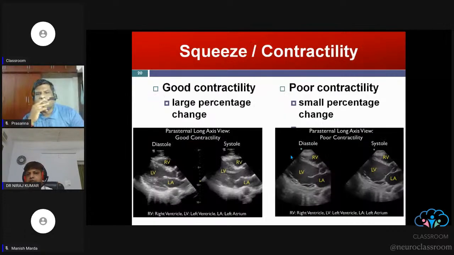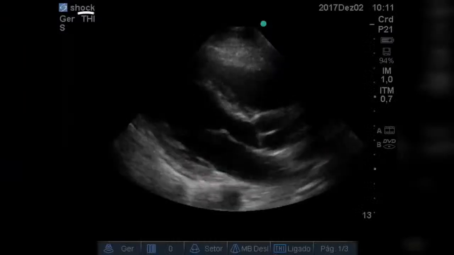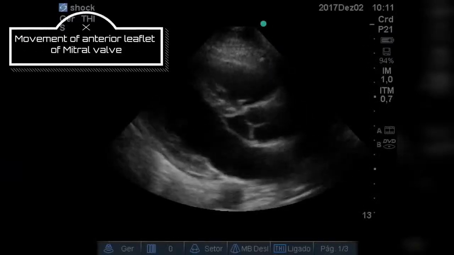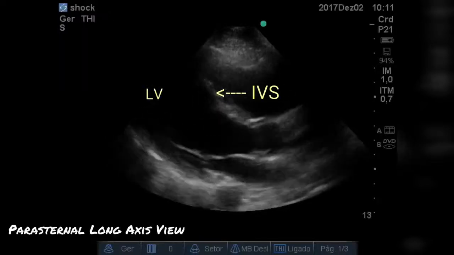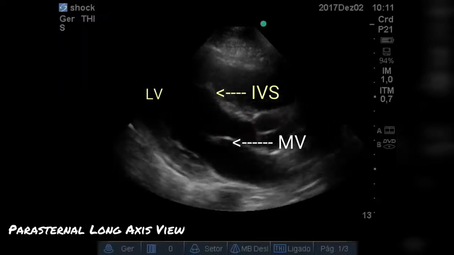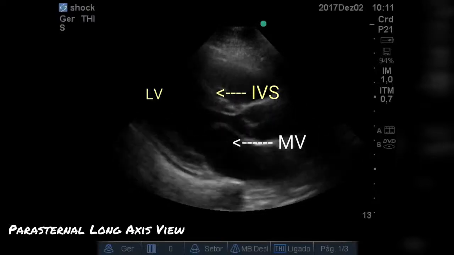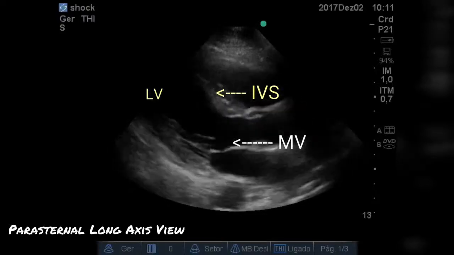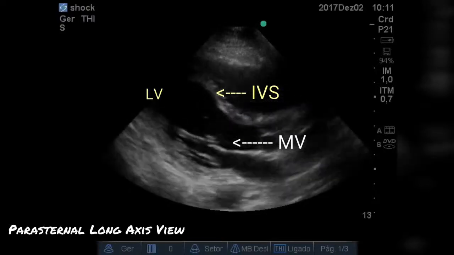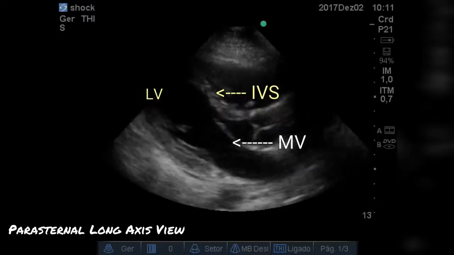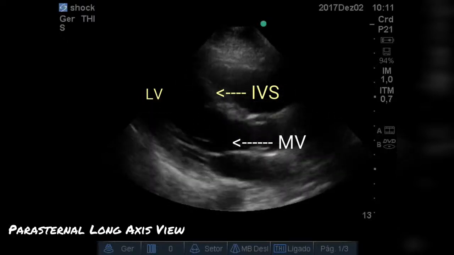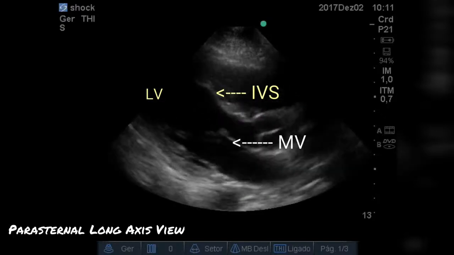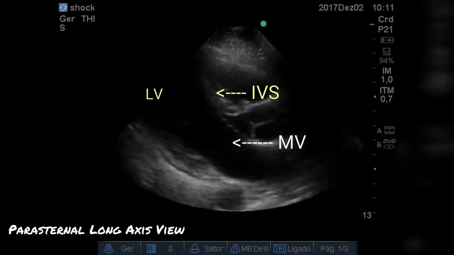So we have a video for good contractility. This is a slow motion video of the parasternal long axis view of the heart. This is to show the movement of the anterior leaflet of the mitral valve for assessment of contractility. Here we can see that during the initial ventricular filling phase, the anterior leaflet of the mitral valve is vigorously touching the interventricular septum, and that is a sign of good contractility.